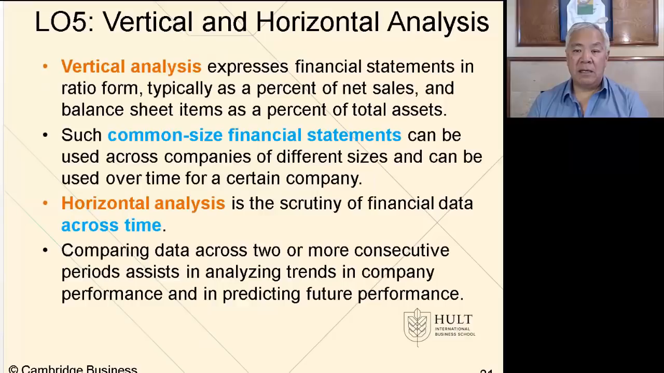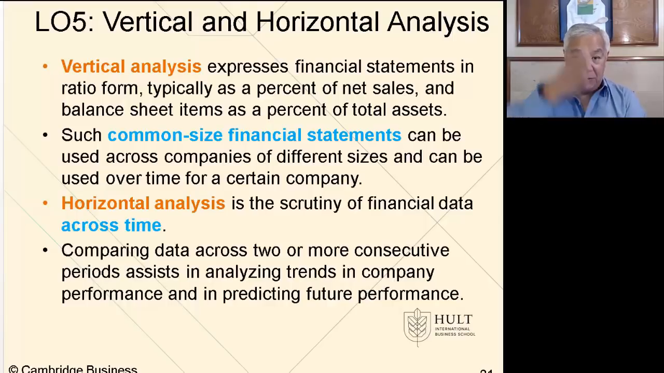Next is vertical and horizontal analysis. This is learning objective 5. And this looks at the dimension of either time, where we spread time across columns, or the columns represent different competitors. So again, we're trying to do some benchmarking so that we can evaluate 1 year of data rather than in isolation.